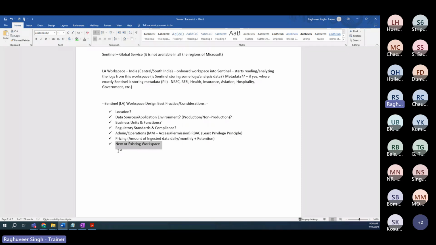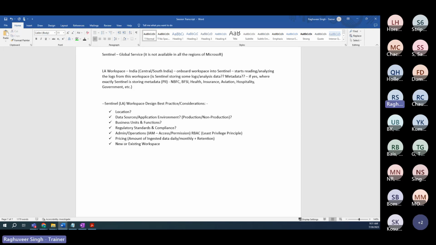So let's be political here. Let's be diplomatic here. Go with a new workspace. Because as an architect, you are deciding. This decision is taken by the architect, the one who is architecting the solution, and architects are the senior-most people in the team. So you will need to take the decision accordingly.